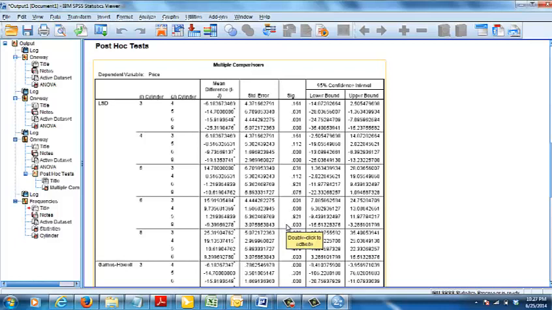So in conclusion, the 3-cylinder car is cheaper than the 5, 6, and 8-cylinder cars. The 4-cylinder car is cheaper than the 6 and the 8-cylinder car. The 5-cylinder car is more expensive than the 3, but it's not more expensive than 4, 6, or 8. The 6-cylinder car is more expensive than 3 and 4, but it's less expensive than 8. Okay? And the 8-cylinder car is more expensive than all of them except for the 5-cylinder car.